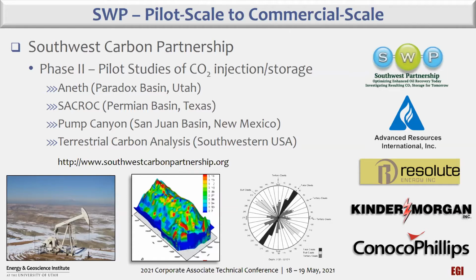For the phase 2 projects, the SWP partnered with producers in the region to test strategies at different locations with significantly different geological settings. The Aneth Field project of the Paradox Basin here in Utah partnered with Resolute Energy to inject approximately 300,000 tons of CO2 as part of their EOR process. Some great data on microseismicity came out of that Aneth project.